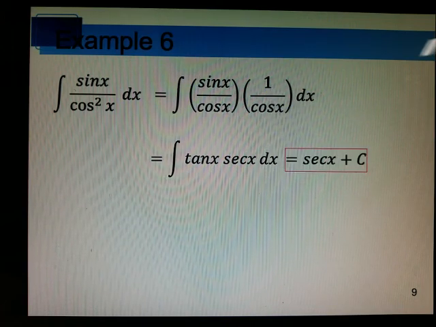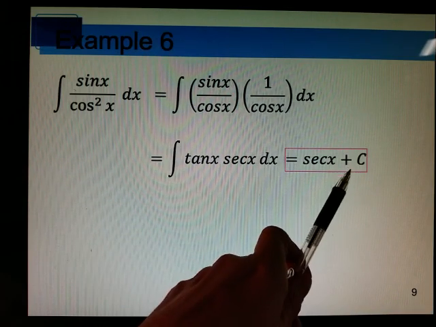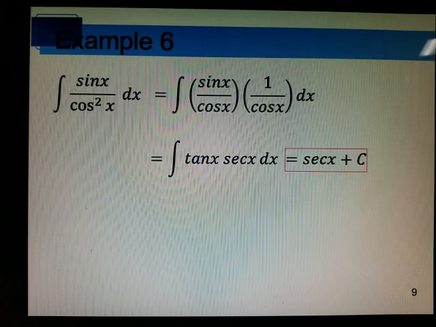And then again, don't forget your plus c's at the end. On the open response part of your test, some people tend to leave these off, and you're going to end up with points off if you do so.